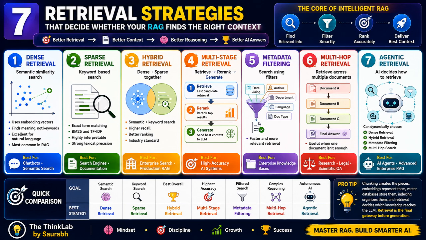It's commonly used for production AI systems where accuracy is most important. Now we are moving to strategy 5, which we call metadata filtering.